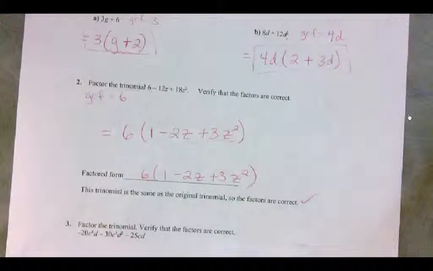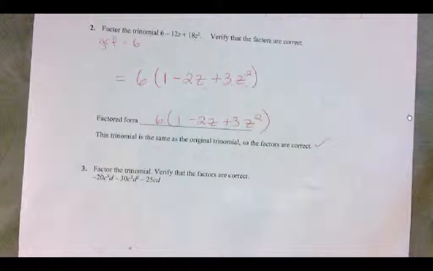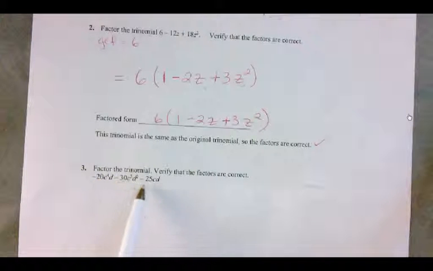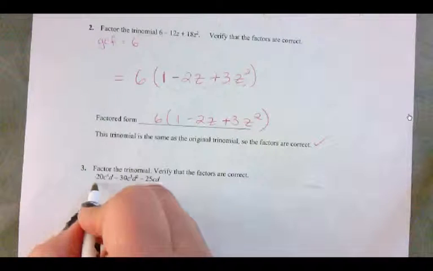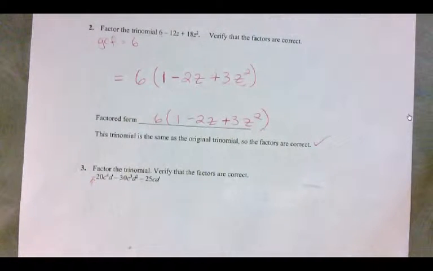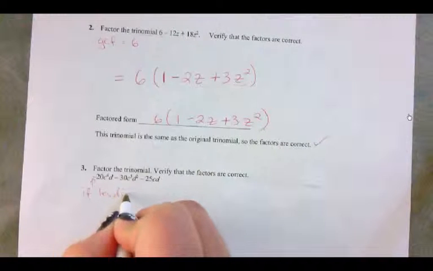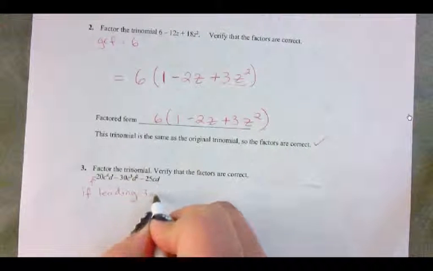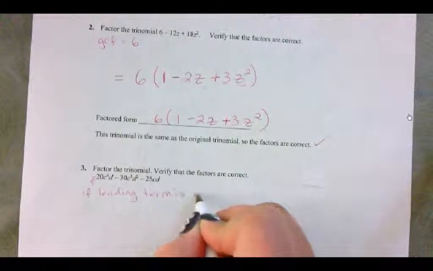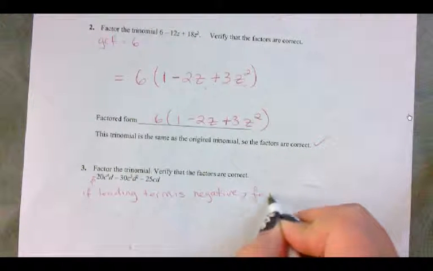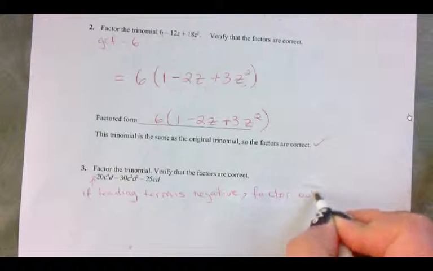All right. And now let's try this last one here. So there's more letters here. And these numbers, what do we notice? There's a negative right here. So if the leading term is negative, we want to factor out the negative.